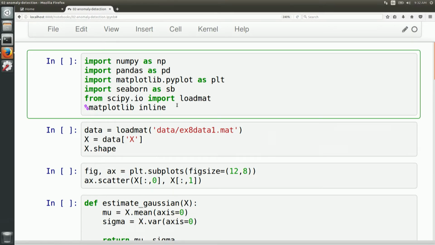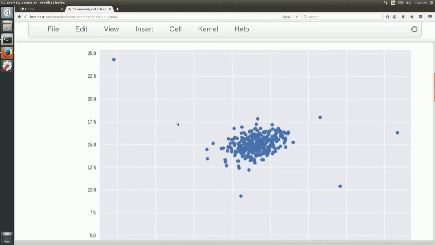So what we have here is just a simple example for how to do anomaly detection using machine learning. Let's run through this example. We'll quickly go through the first part without explaining much, but this is just a data set that shows you some anomalies.